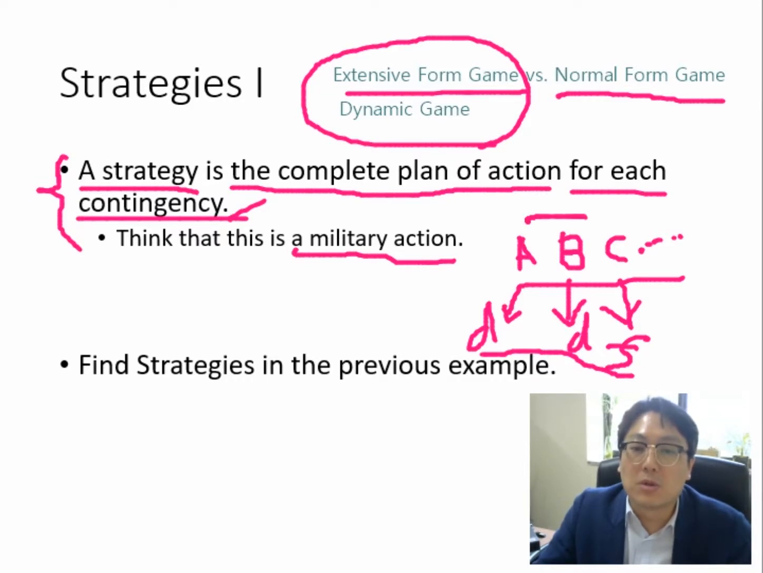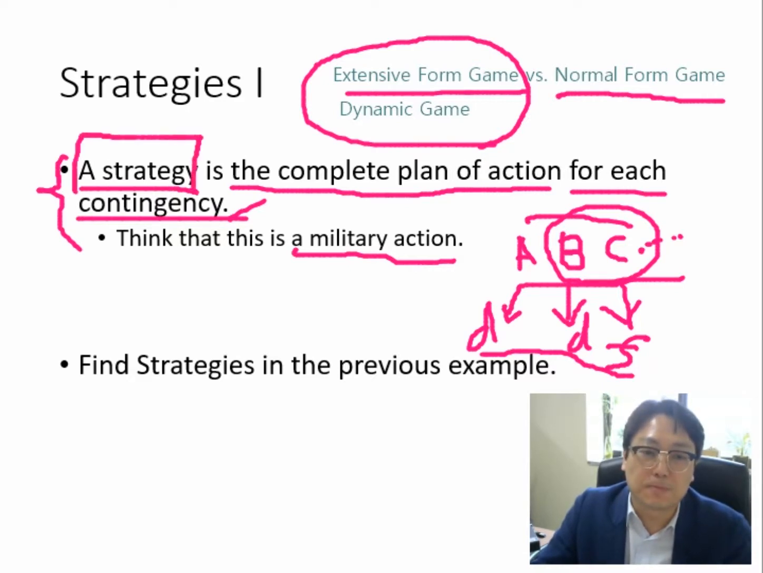Even though only one of the three situations will happen, and the preparation for the other two is redundant in some sense, a military plan constructs the whole set of actions that players can choose for every kind of situation. That is a contingency plan. So that is the strategy.